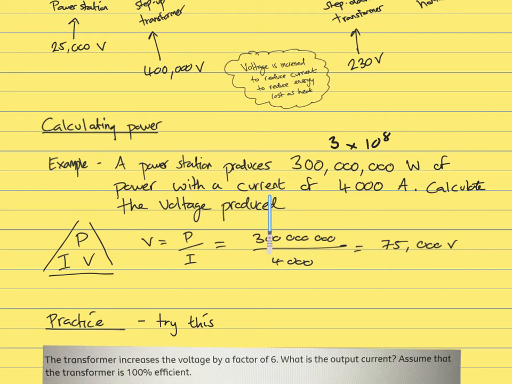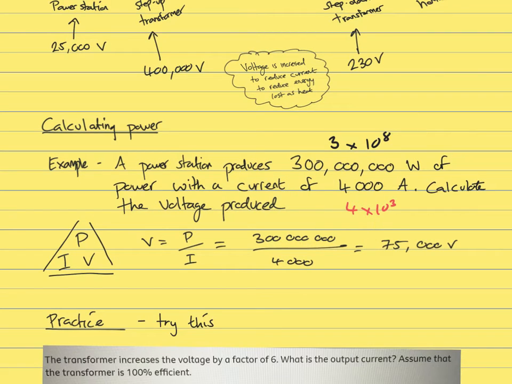Of power with a current of 4,000 amps. Again, you might see this number, and I'll do this in red this time, as 4 times 10 to the power 3, because there's 3 zeros after 4. Calculate the voltage produced. There's also a way we can write that into the calculators, and I've got a video on this as well. But we're just going to stick with these big numbers first.